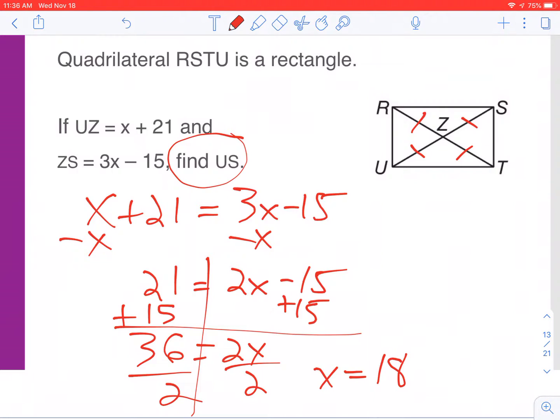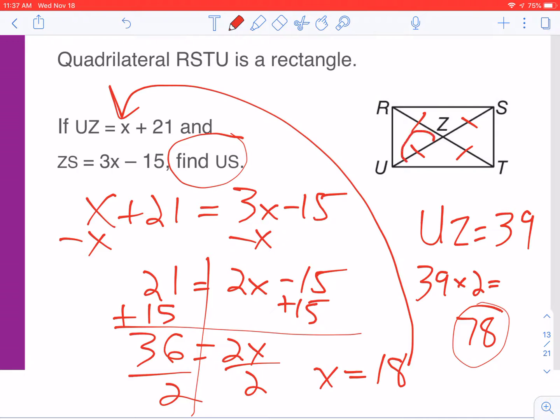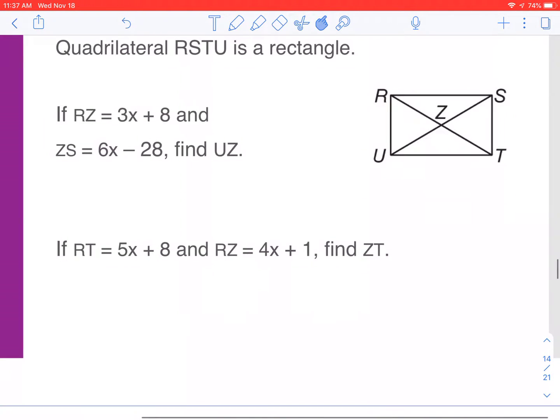Okay? US is the whole thing. First, I got to find UZ. So I'm going to plug this back in. I'm going to find that UZ equals 18 plus 21, which is 39. And 39 times 2 equals 78. So 78 will be the entire distance. So what I did was I found x, and then I found this segment right here was 39. 2 39s will give me 78.